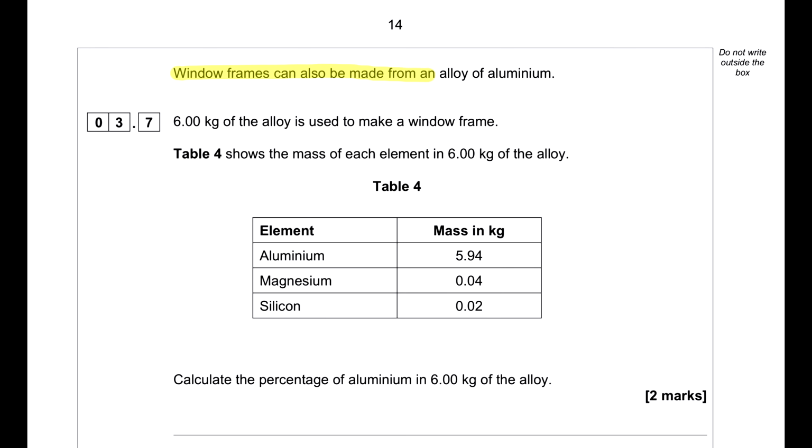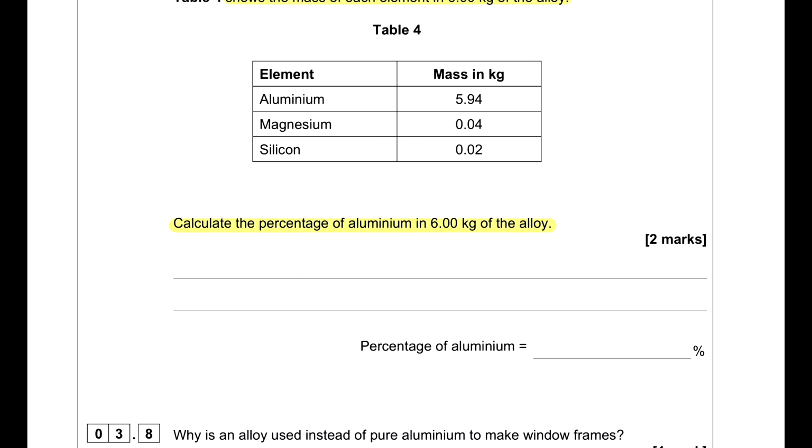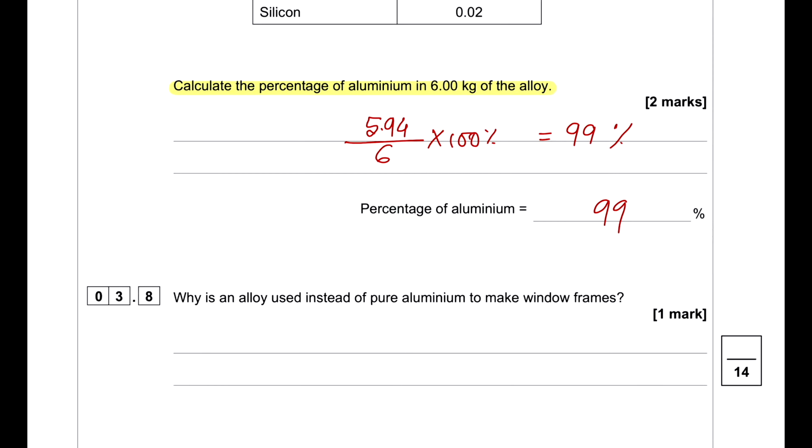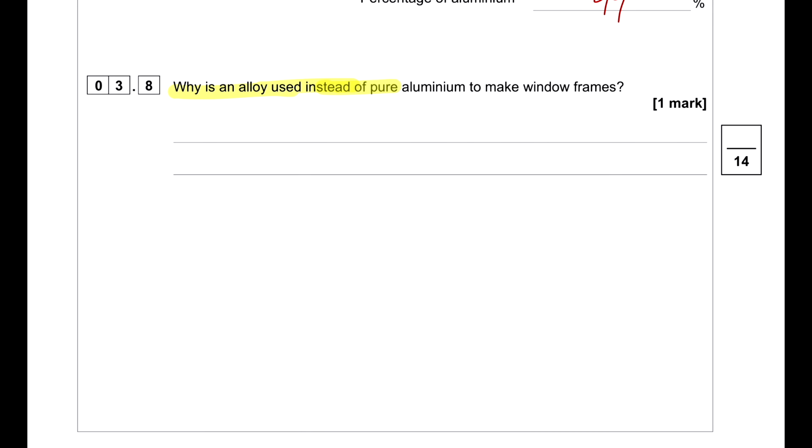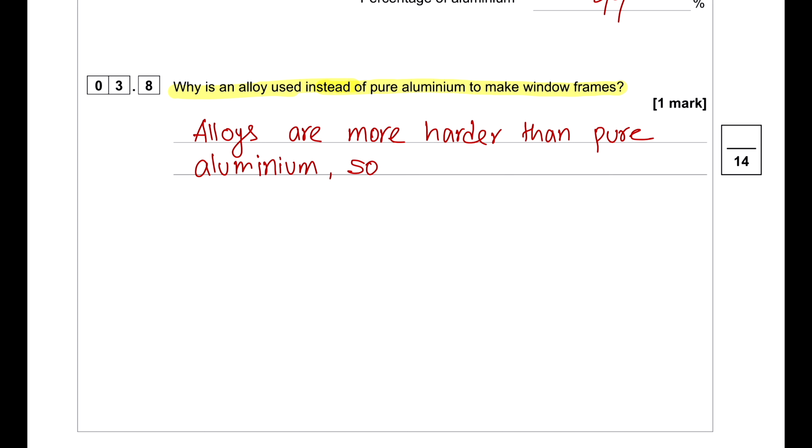Window frames can also be made from an alloy of aluminium. 6 kg of the alloy is used to make a window frame. Table 4 shows the mass of each element in 6 kg of the alloy. Calculate the percentage of aluminium in 6 kg of the alloy. So the mass of aluminium, 5.94, divided by 6, times 100%. So 99% is aluminium. Why is an alloy used instead of pure aluminium to make window frames? Alloys are harder than pure aluminium, so they're more durable.